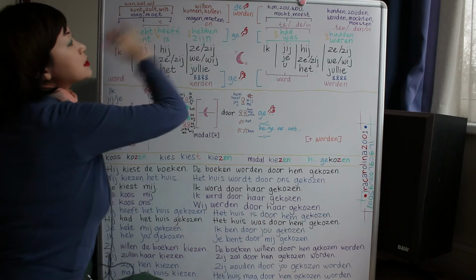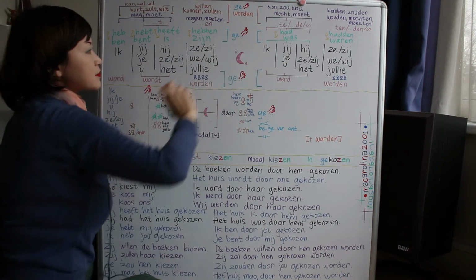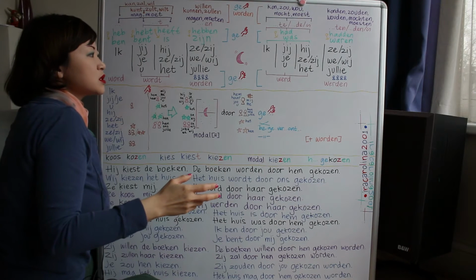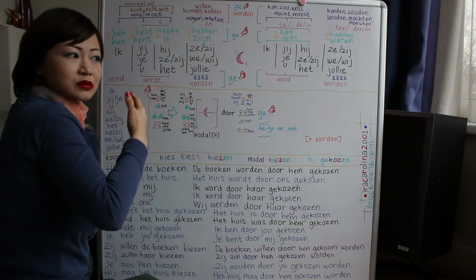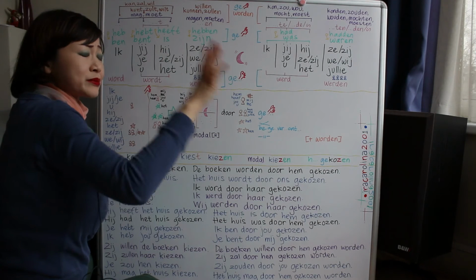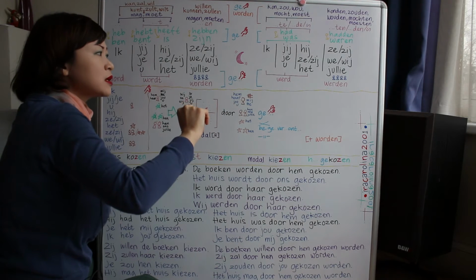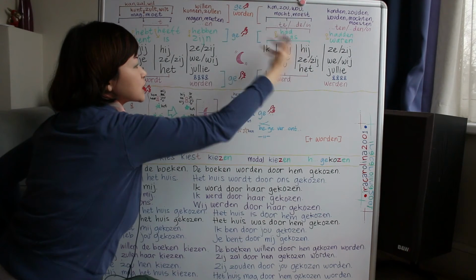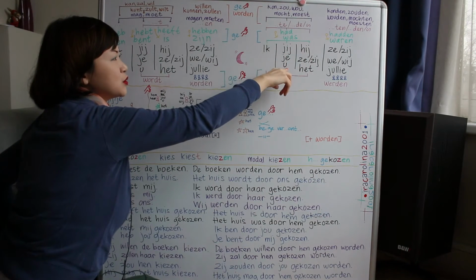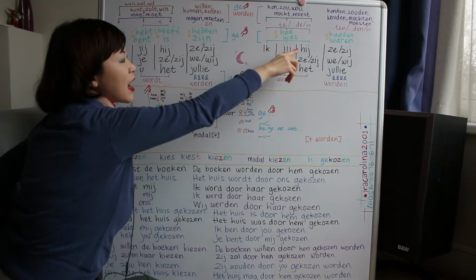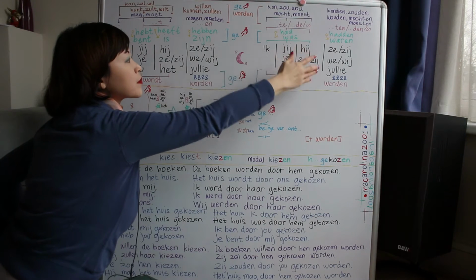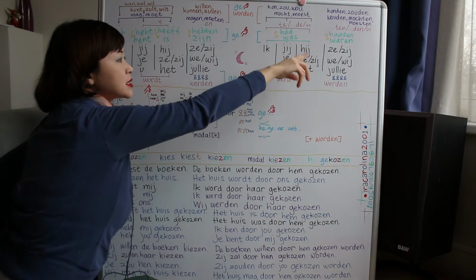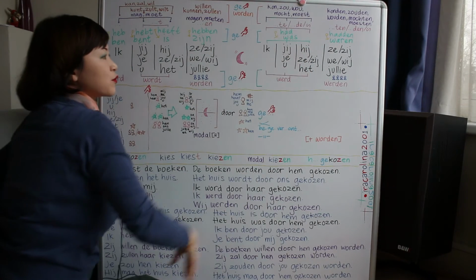This is for present, this is for past. Past is a bit easier for me because we just divide into subjects that consist of one and subjects that consist of more than one. There's no exception. So we have this for ik, jij, je, u, that's my cat. Hij, ze, zij, het: subjects that consist of one. And we have ze, zij, we, wij, jullie: more than one.